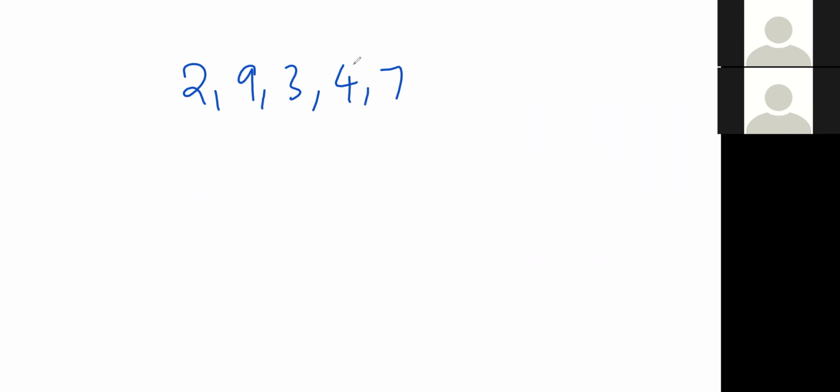Now let me form a greatest 5-digit number by using these 5 digits. Out of these 5 digits, which one is the greatest digit? Out of 2, 9, 3, 4 and 7, we find 9 as the greatest digit. So let us write 9 first.